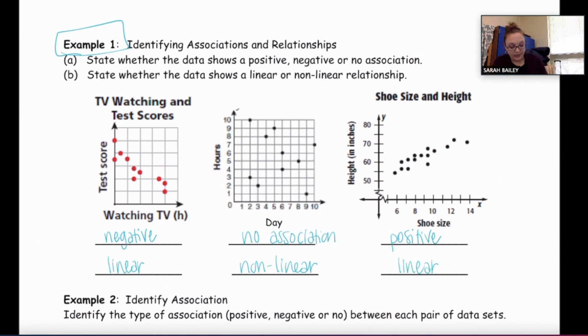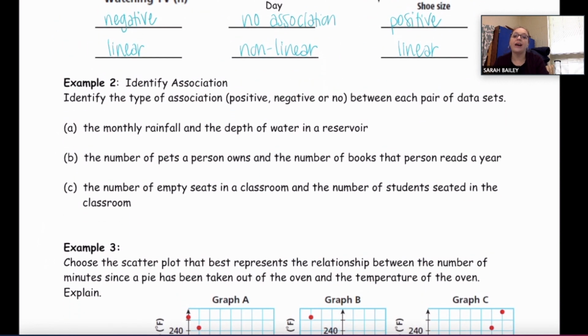All right, let's look at example 2. This time we're going to identify the association as positive, negative, or no association, but this time it's with words, with scenarios.